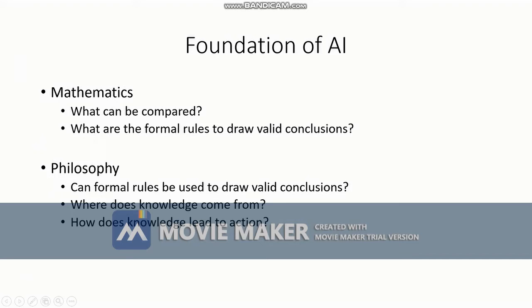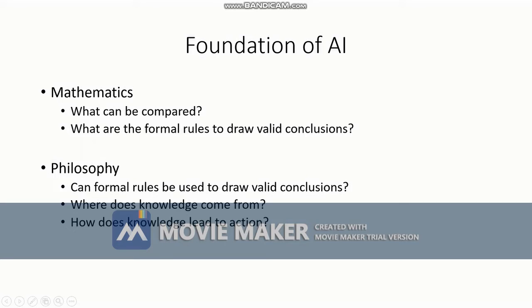So first subject is mathematics. As many computations are involved, mathematics is an important building block. Here we can ask questions like what can be computed, and what are the formal rules to draw valid conclusions. I have named just two of the questions. Many more questions may be in mind about which knowledge should be present in order to understand AI properly.